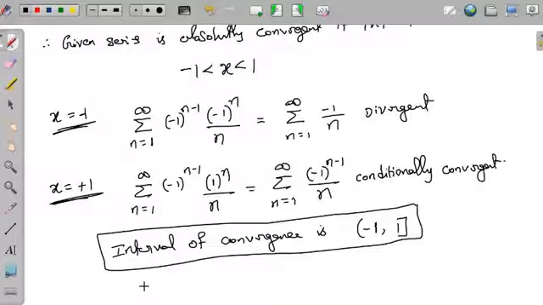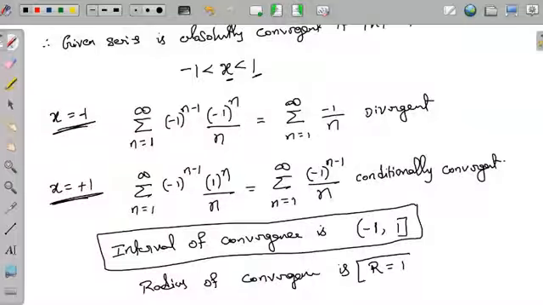And the radius of convergence. The radius of convergence means the distance from the center to the endpoint. That is 1 here. Therefore the radius of convergence r is 1.